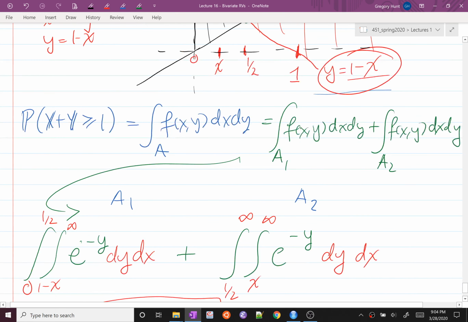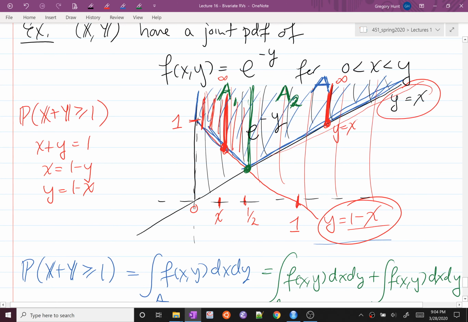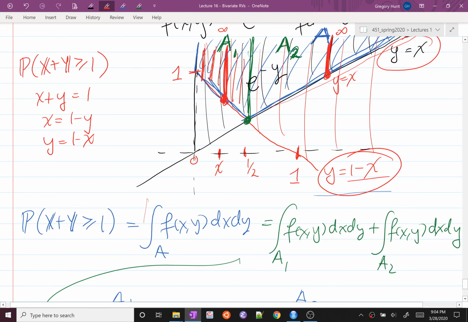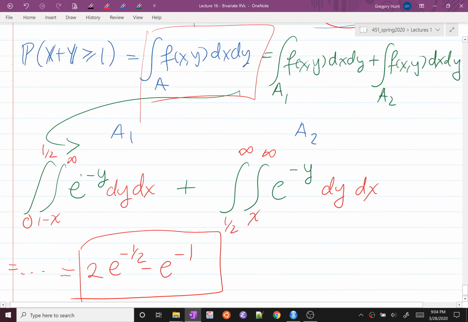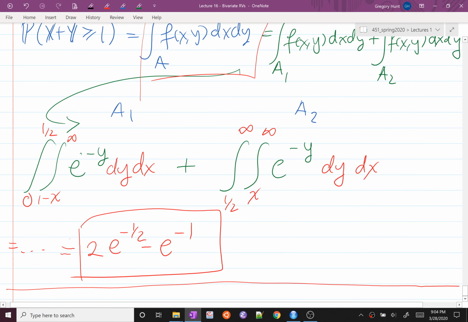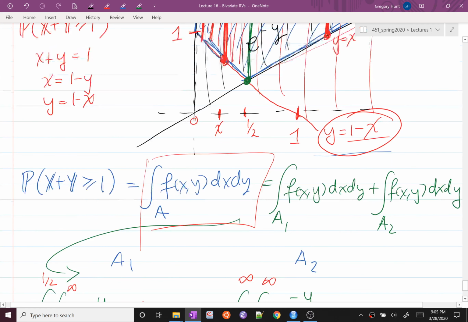It's actually pretty much a Calc 3 problem after I've realized that the way to do this is just to integrate over that. Not necessarily easy, but it takes a bit of time. But it's stuff that we've seen before. Okay, so that brings us up through the basics of bivariate random variables.